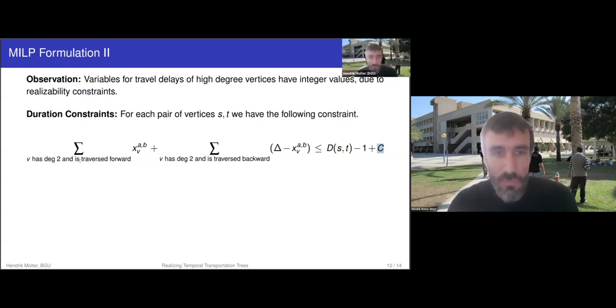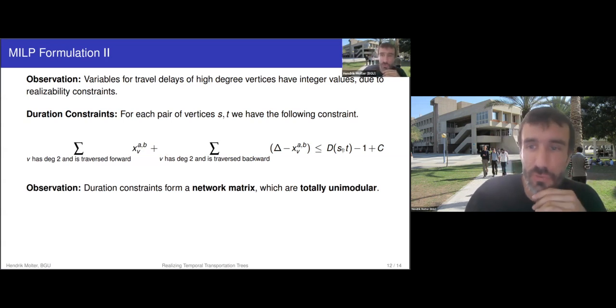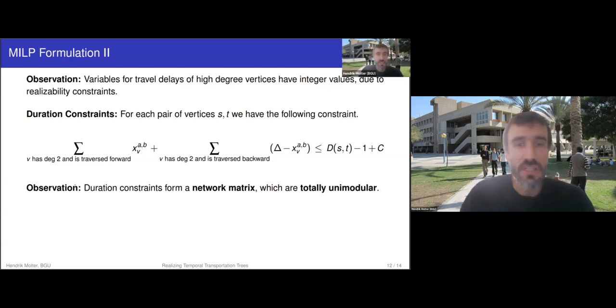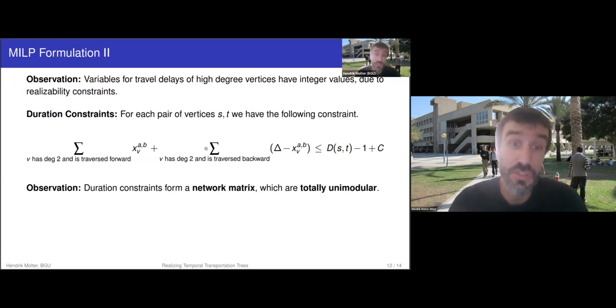And now what I claim is that this is essentially what remains as the constraint matrix for the fractional variables, right? And what I claim is that these constraints form a so-called network matrix, and network matrices are known to be totally unimodular, which means there's always an optimal solution where also these variables are set to integer values.